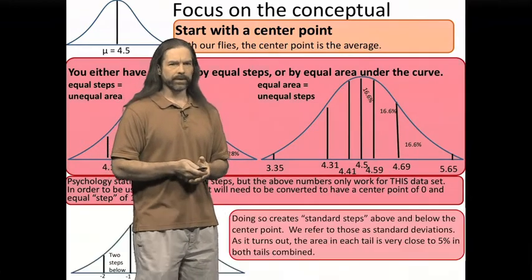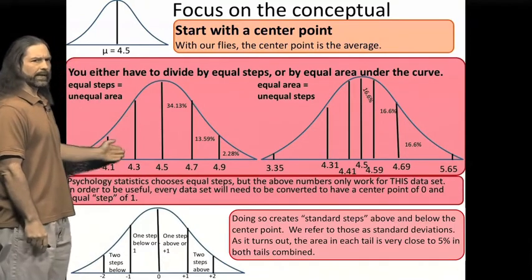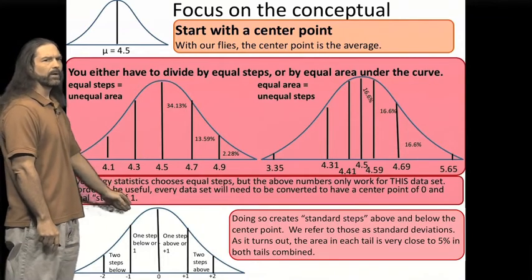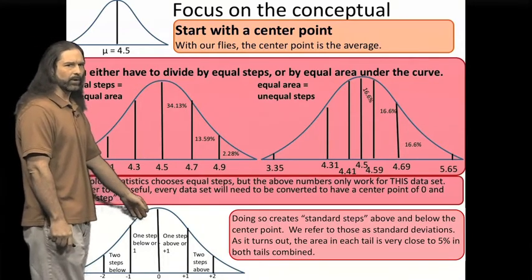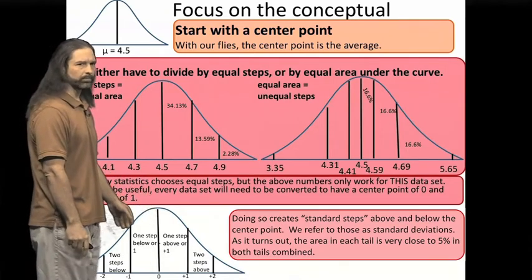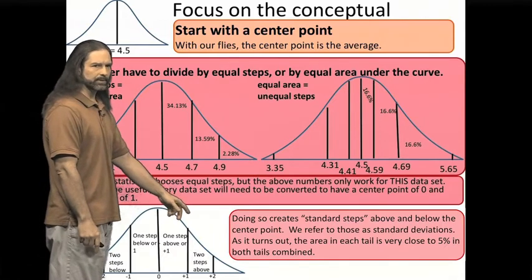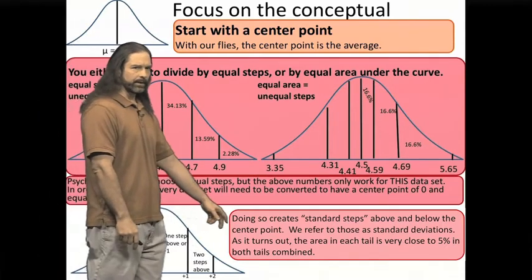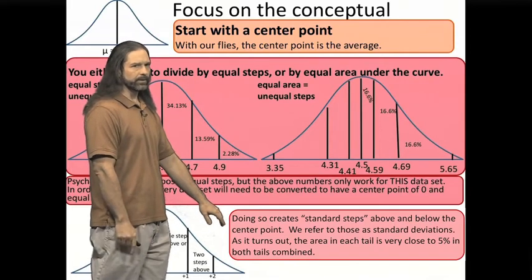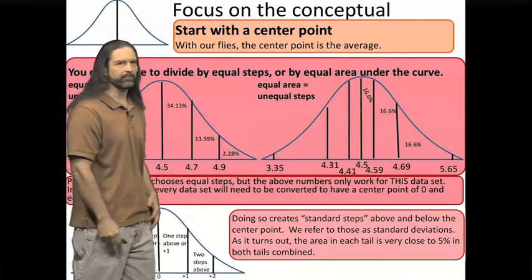Conveniently, when we do this, it turns out that if we convert to this standard mathematical language, instead of 4.5, we have that average of 0. One step above would be plus 1, one step below would be minus 1. If we look at plus 2 steps, then what we find is the area under the curve in that very, very end tail is very, very close to that magical 2.5, or 2.5 on both sides gives us 5%.